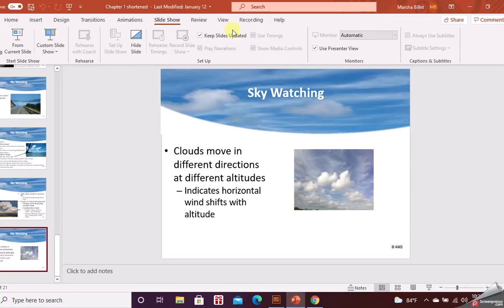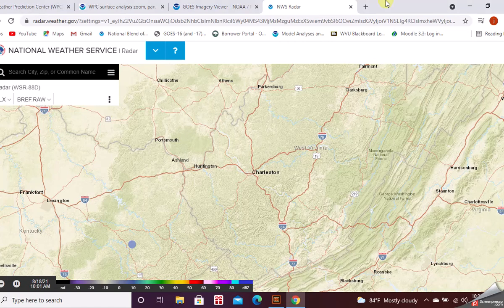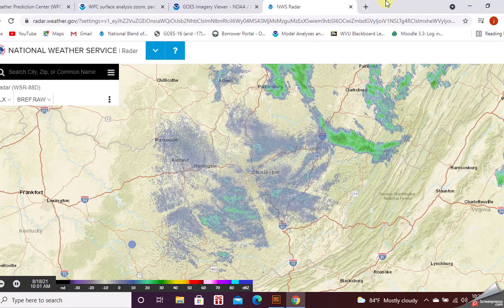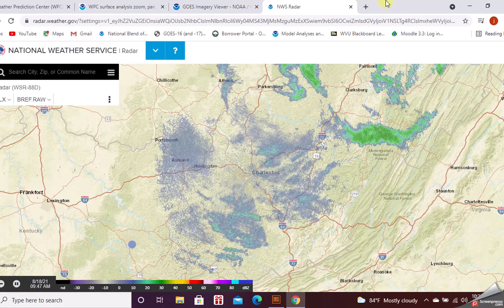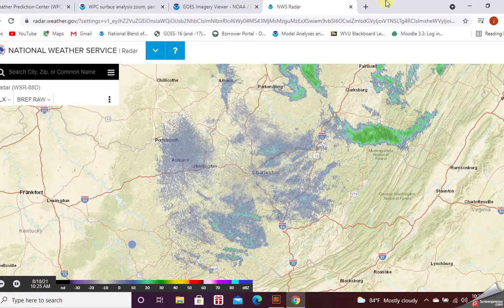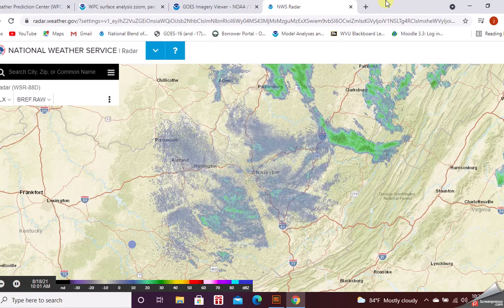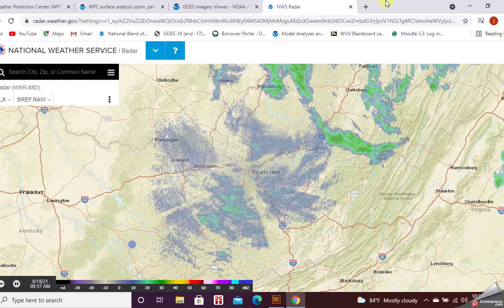So let's just take a peek at something here a minute. You're going to get to expose yourself to a lot of different kinds of charts. And this one is just a radar map. So currently, these are echoes, precipitation, moving northeast across West Virginia, and moving out of the southern part of the area, moving toward the northeast. They're what's left over from Fred. So overnight, you had a lot of precipitation there.